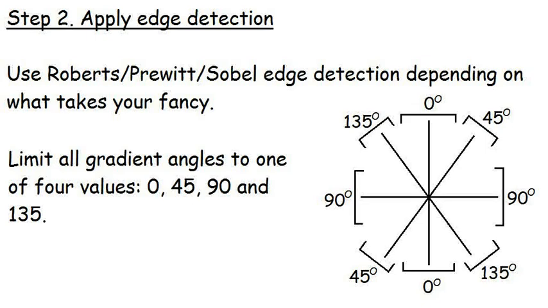0 degrees for a north-south edge, regardless of which side is darker, 45 degrees for edges running vaguely northeast to southwest, 90 degrees for roughly horizontal edges, and 135 degrees for northwest to southeast edges. Other gradient angles are rounded to these values.